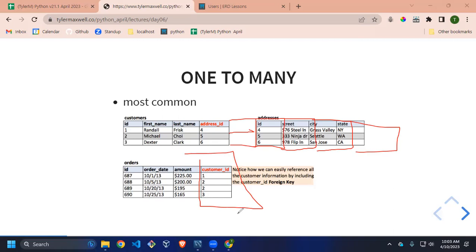Okay, I see where this is going. It's like a data tree. Yeah, kind of like the roots and all that. Sort of. Okay, cool. All right, everybody's good on one-to-many.